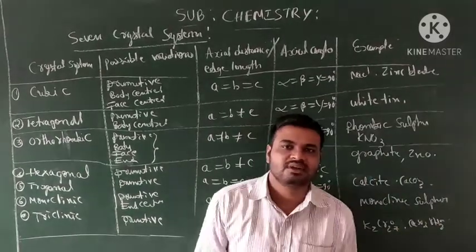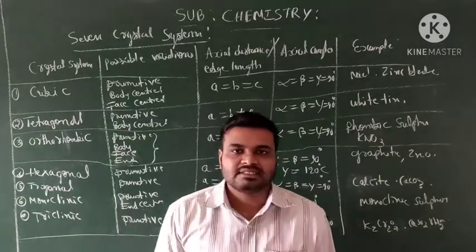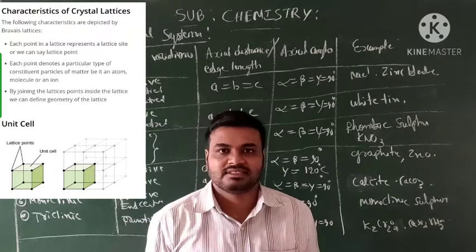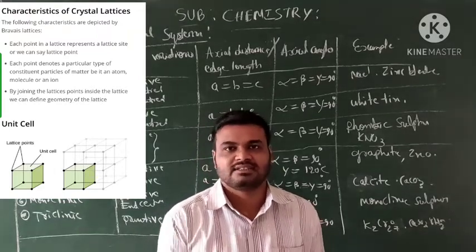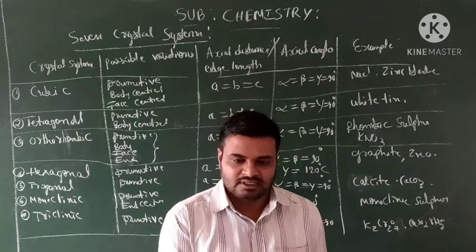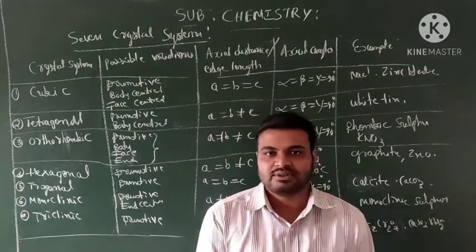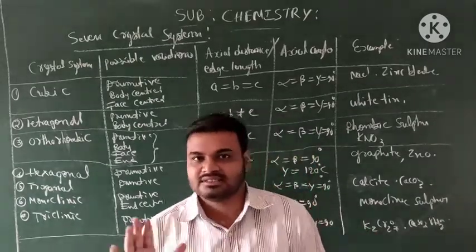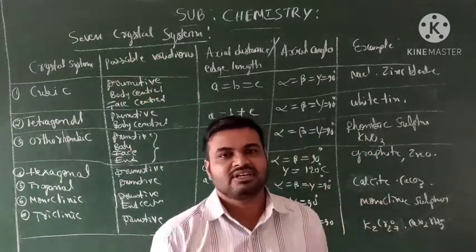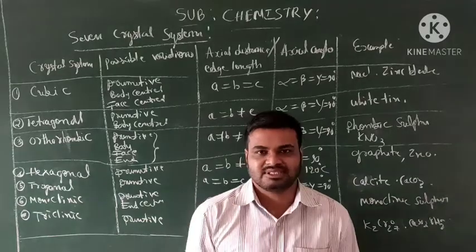Hi students, good morning. In the previous class, we discussed unit cells, types of unit cells like body centered, face centered and end centered. So today we go into the 7 crystal systems, also called Bravais systems.